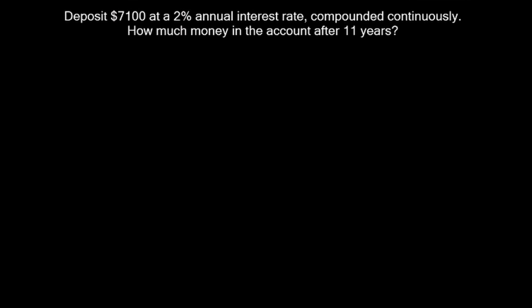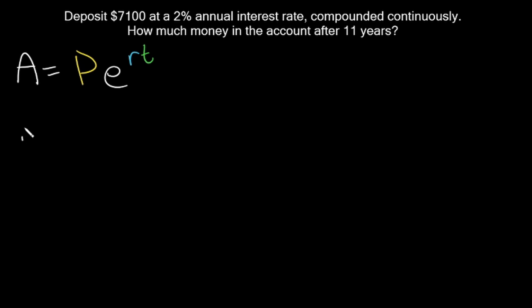A deposit of $7,100 at a 2% annual interest rate compounded continuously. How much money in the account after 11 years? So this is continuous compound interest. So let's start with our formula for that. A, which is our total amount, is going to be equal to P, our principal, multiplied by e, and then raised to the r times t.